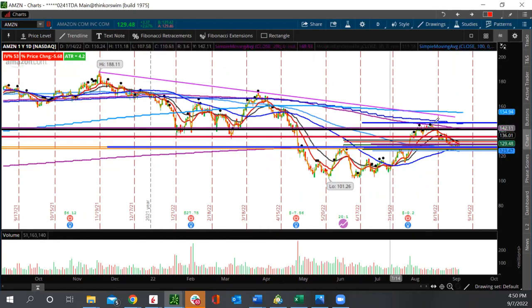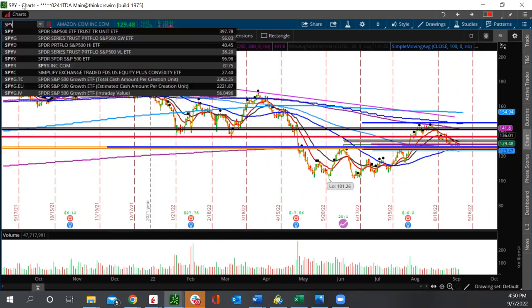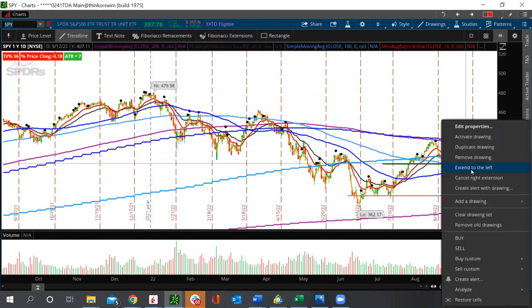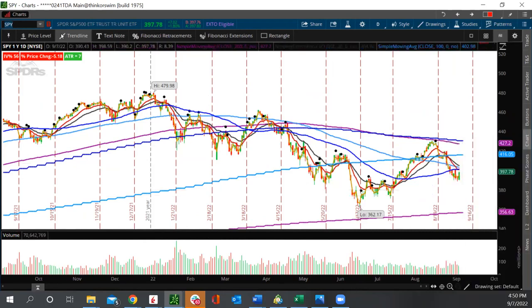And so far, price is holding underneath this trend line. I think I had one on SPY. I may have accidentally removed it before. Yeah. So let's take a look at SPY.